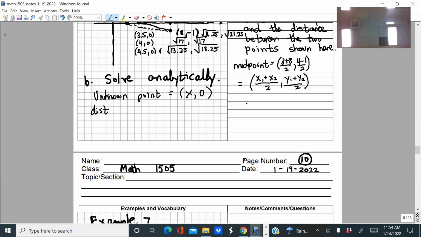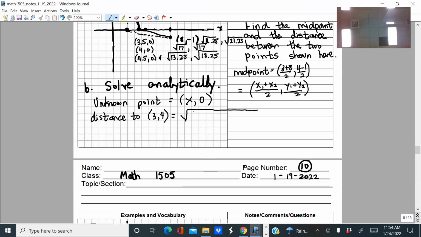So I have the distance from my unknown point to one of my given points, which was, what was that first given point there? I forgot. Was that 3 and 4? Let's calculate the distance from my unknown point to (3, 4) using our distance formula.